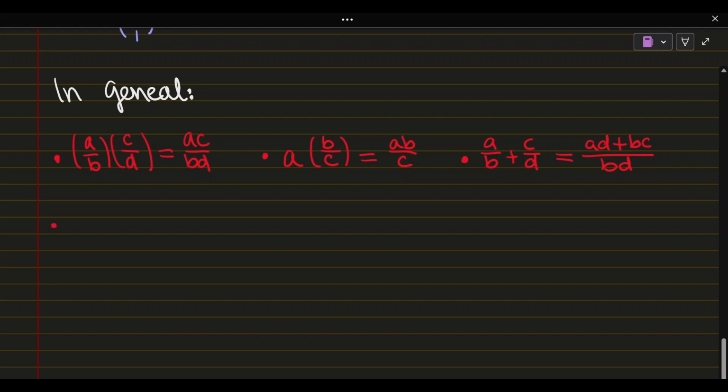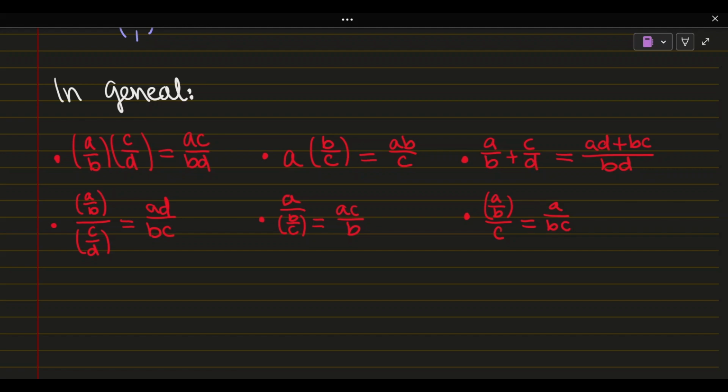Okay, dividing fractions, A over B over C over D is equal to AD over BC. Again, I challenge you to see why. And A over B over C is equal to AC over B. Again, I challenge you to see why. And A over B over C is equal to A over BC. Again, I challenge you to see why. But these work in general when working with fractions. These are the rules. For any numbers A, B, C, D, of course, if it's in the denominator, it can't be 0. But this works in general for any numbers A, B, C, D.